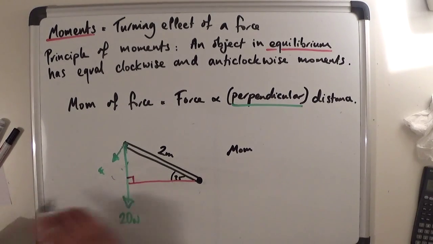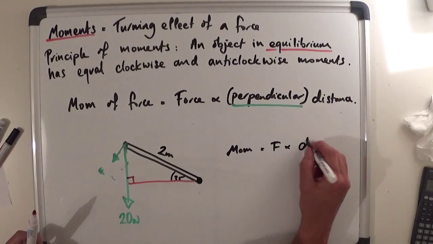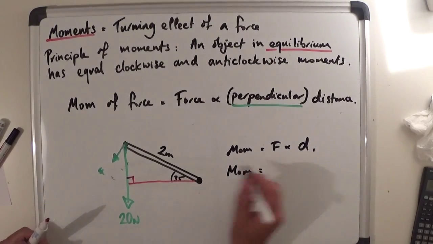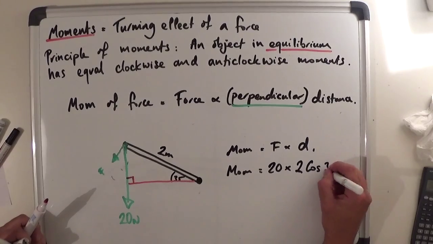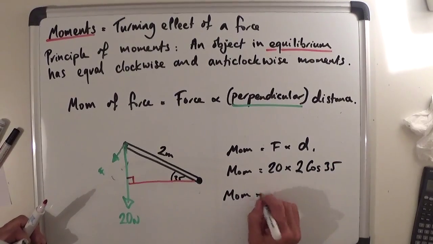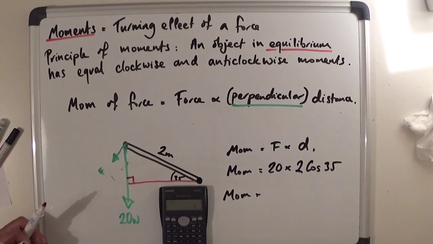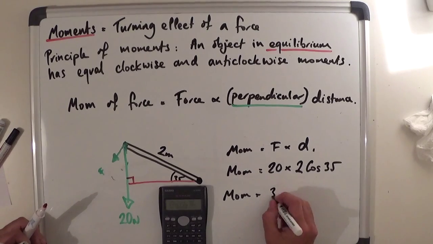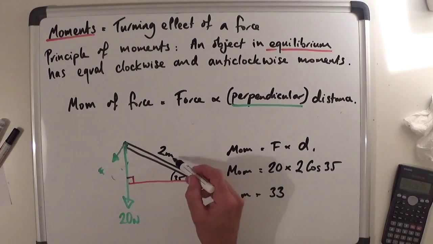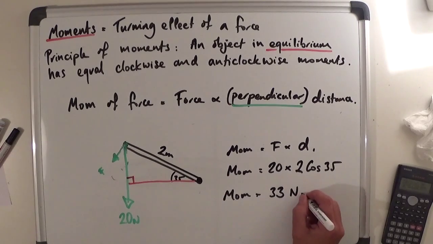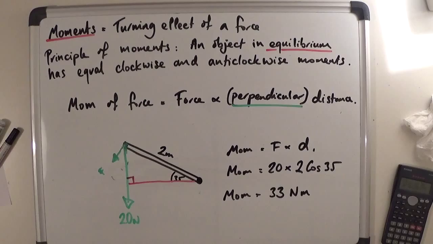So now, if the moment is equal to the force times the perpendicular distance, here's my moment. The force is 20 newtons and my perpendicular distance is 2 cos 35. So the moment of my force, grab a calculator, 20 times 2 cos 35, is 32.733. Let's think of the units here. It's meters and newtons, so it's going to be newton meters, Nm.